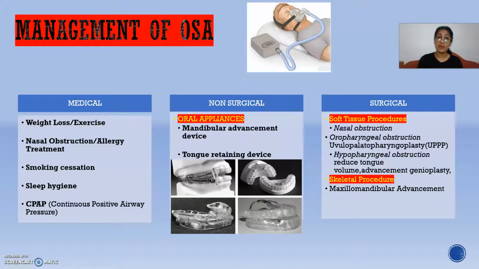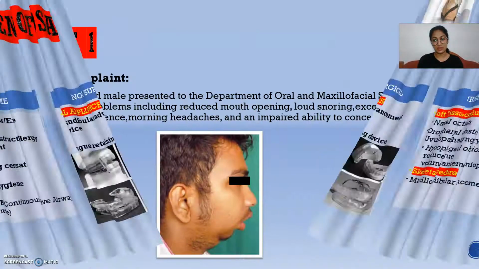Under medical, you have weight loss, nasal obstruction treatment, smoking cessation, CPAP, which is continuous positive airway pressure. In non-surgical, you have different oral appliances. And in surgical, under soft tissue, according to the level of obstruction, you have different procedures, for example, uvulopalatopharyngoplasty. And in skeletal, you have maxillomandibular advancement.